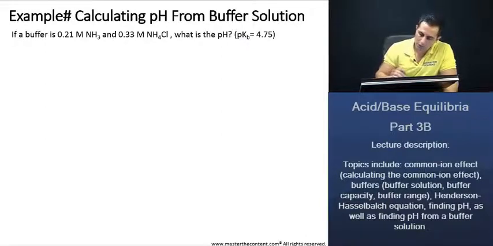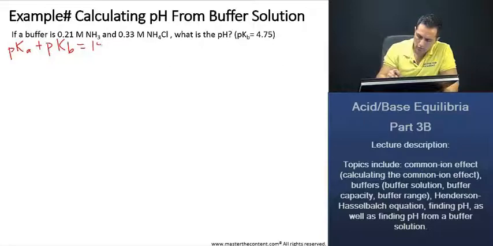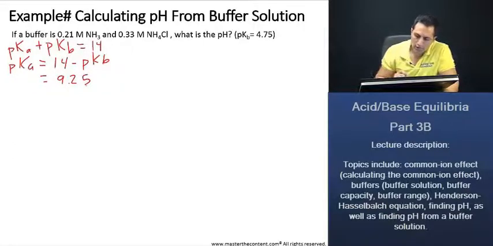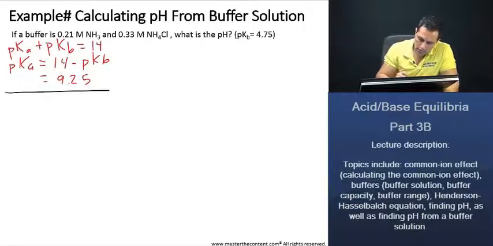So let's begin there. Well, we know from our previous lecture that pKa plus pKb is going to equal 14, right? And because of that, we can just go ahead and find pKa, which is just going to be 14 minus pKb, which is actually going to be equal to 9.25.